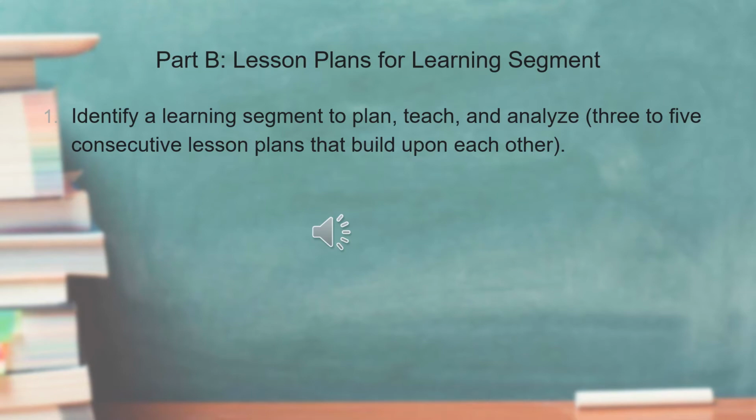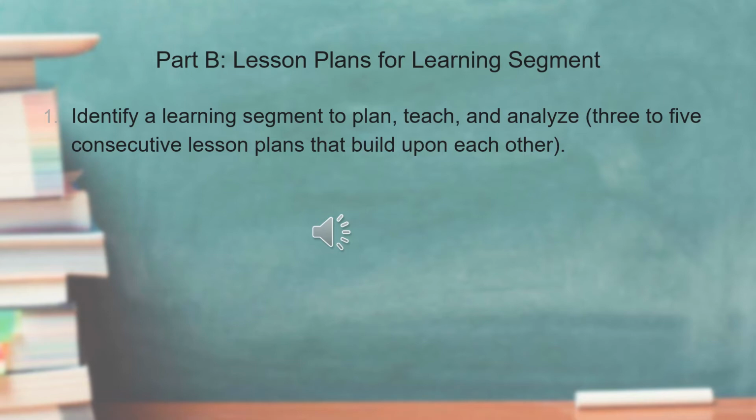For Part B, you are going to be required to write a set of 3 to 5 lesson plans. So we'll take this in a few steps. For step 1, the first thing that you have to do is you have to identify a learning segment, or a set of plans to plan, teach, and analyze. This is going to be the same set of lessons that you plan in Task 1, that you teach in Task 2, and then you're going to analyze in Task 3.